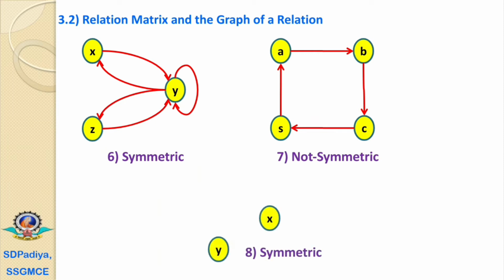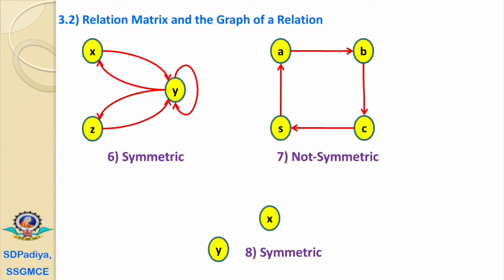In the next graph, graph 8, we have two nodes, x and y. Now, no node has a loop, a relation with itself. That's why obviously it is not reflexive, it is irreflexive. Then, what about the symmetric? The x and y do not have a single connection. That's why it is symmetric also.